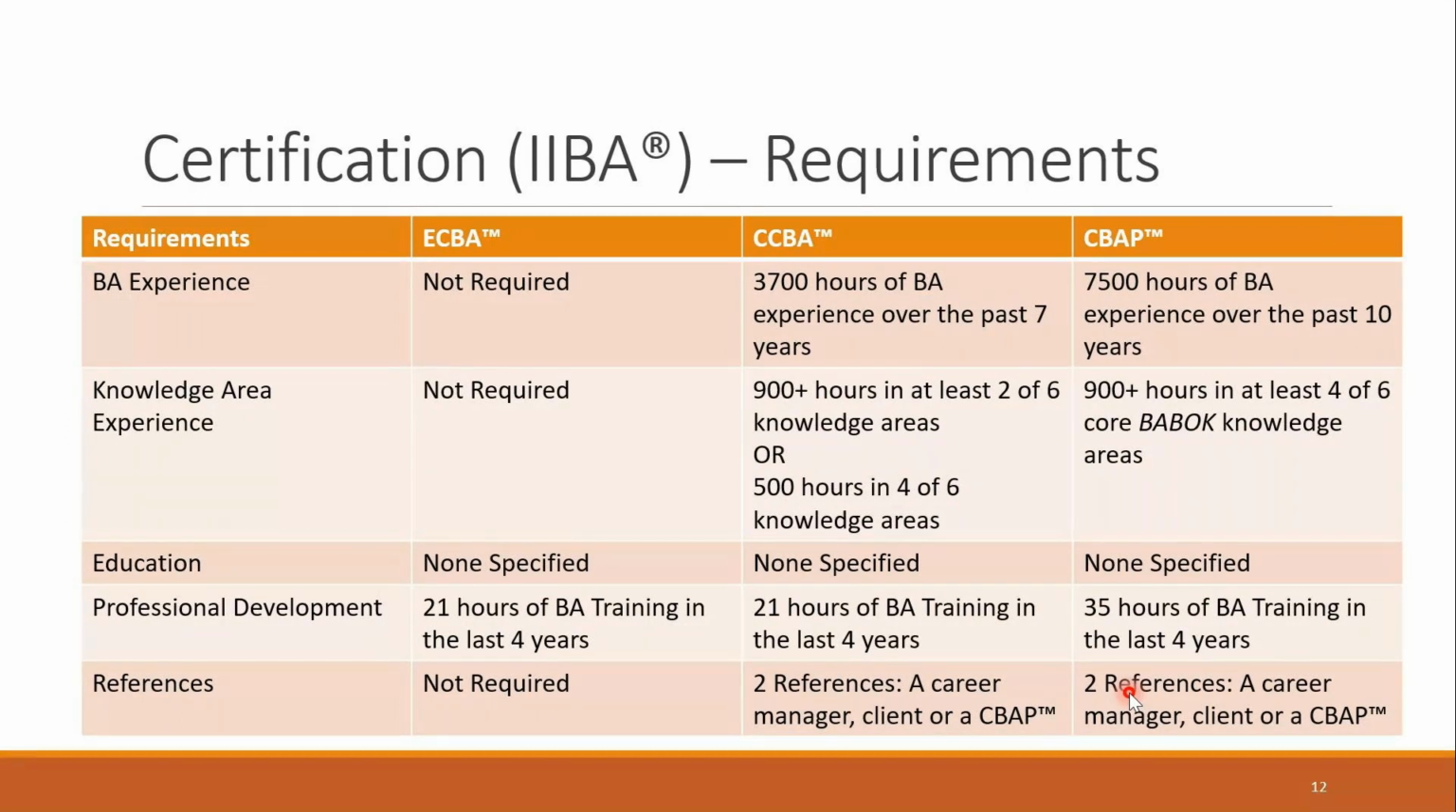Now, when you enroll for any of these training programs, IIBA will give you this Babook knowledge book. It's a PDF wherein different points are mentioned, and that is what they're trying to say over here, that there are six knowledge areas. So you must have experience in at least two of those six knowledge areas, or 500 hours of experience in four of six knowledge areas. When it is about CBAP, you should have more than 900 hours of knowledge in four of six areas.